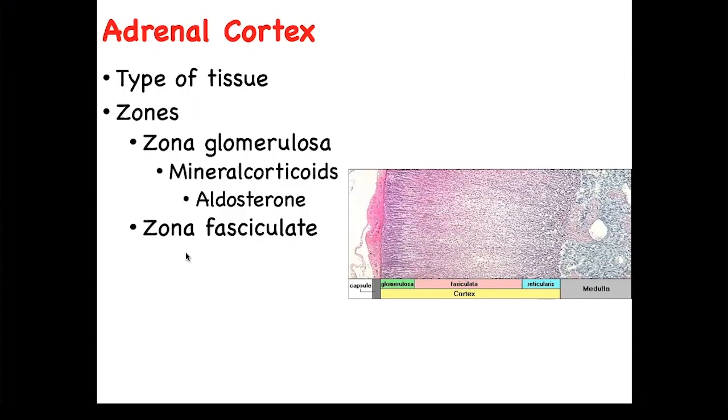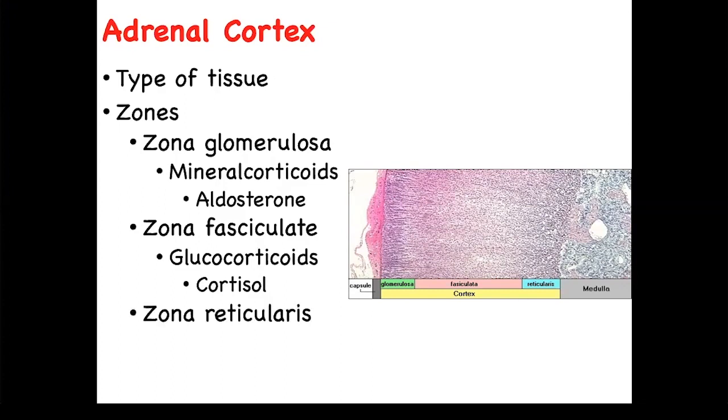The class of hormones released by these cells are your glucocorticoids because they regulate blood glucose levels, and the main hormone is cortisol. These cells are arranged in linear cords. They look like you have coins stacked on top of each other, making columns.